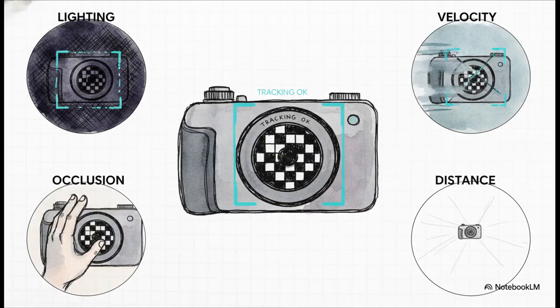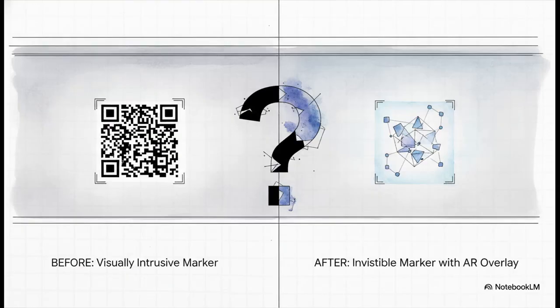And you've got to remember, this isn't all about the hardware. The real world throws a lot of curveballs. Bad lighting, moving too fast, something getting in the way of the camera. Heck, even just moving too far away from where you started can all mess with your tracking precision in a big way. But this all leads us to what's next, the future of tracking. And it tackles one of the biggest issues with markers head-on, the fact that they're often pretty ugly and really distracting. I mean, what if we could have all the precision of a marker, but you couldn't even see it?